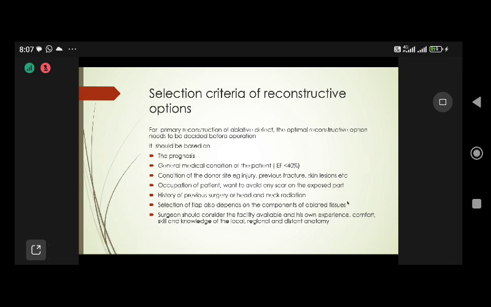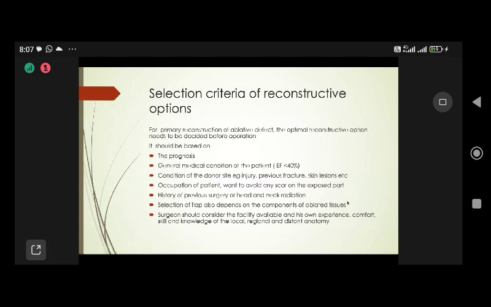Now the selection criteria of reconstructive options. For primary reconstruction of an ablative defect, the optimal reconstructive option needs to be decided before operation. It should be based on the prognosis. If prognosis is poor, we choose simpler options. Then the general medical condition of the patient. Suppose the ejection fraction of the patient is less than 40%, in that case, we do not prefer free flaps. We do simpler procedures, any regional flaps, etc.